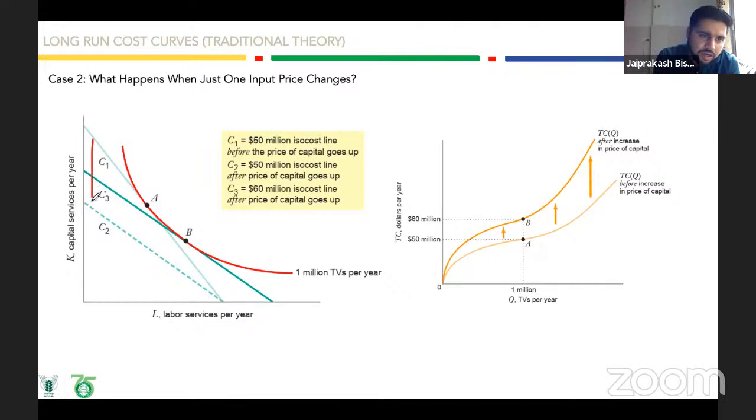Because of increase in price, this particular point will shift here to this point। okay, बट इन दोनों केस में देखिए आप, ये आपका लेबर अलोकेशन सेम ही है, बट टू प्रोड्यूस 1 मिलियन टीवी पर यूनिट, क्या अभी इस C2 आइसो कॉस्ट लाइन पे आपका एक ऑप्टिमल पॉइंट मिल रहा है?